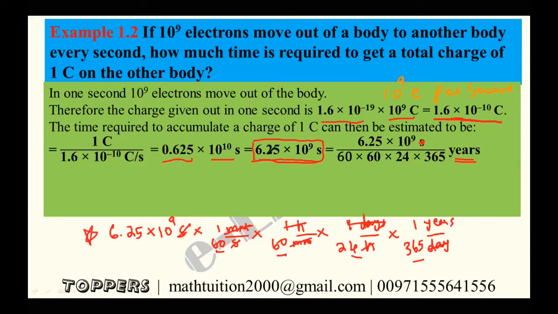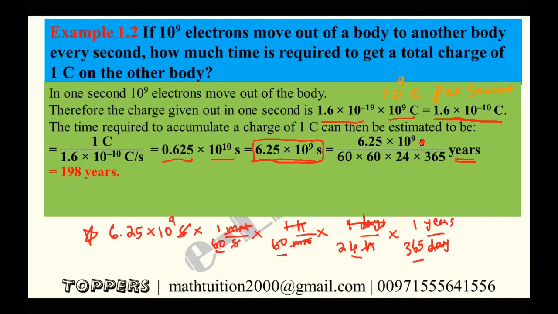So this is approximately equal to 200 years. That is 198 years exactly, 198 years. So in each second, 10 raised to 9 electrons, a big number it is, right? 10 raised to 9 means 1 billion electrons. 1 billion electrons are transferring in 1 second to a body.